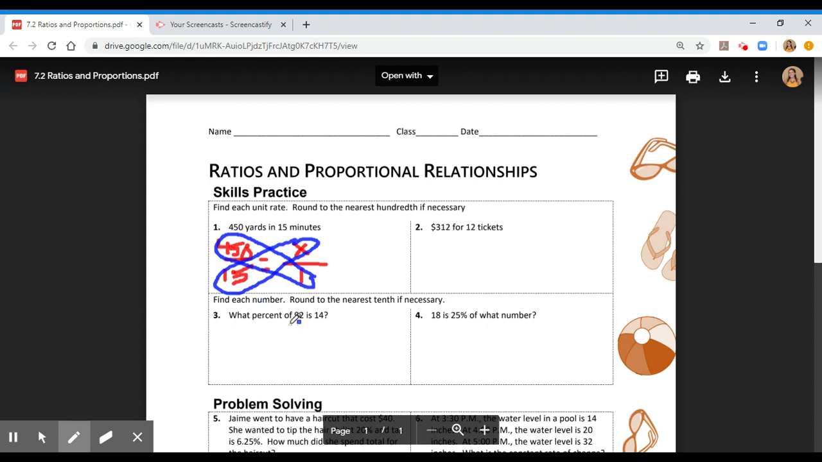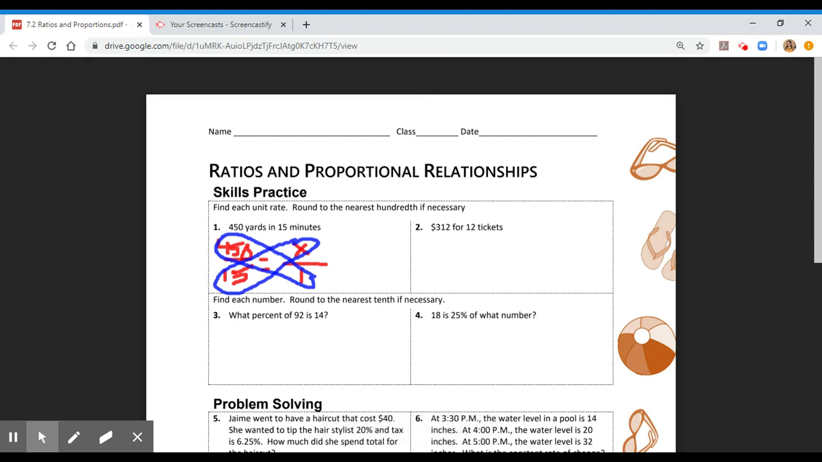For 3 and 4, find each number, round to the nearest tenth if necessary. I think that this is a good place to really practice doing this work out on paper, simplifying fractions, setting up the proportion. So I'm going to ask that you only use a calculator to check your work.